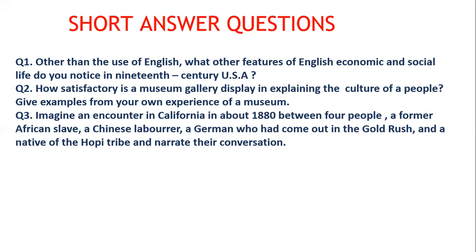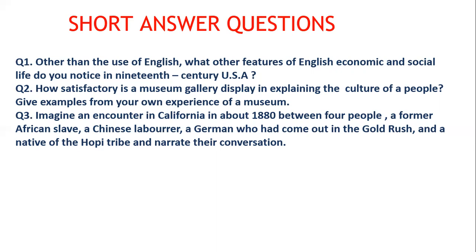Other than the use of English, what other feature of English economic and social life do you notice in the 19th century USA? Number 1, the official language of USA was English, and even today it continues to remain the same. Number 2, the capitalist system of economy, which was prevalent in England, was also established in the USA. Number 3, in the field of religion, both the countries were Christian countries, and like the people of England, the people of America are also divided into 2 sects, the Roman Catholics and the Protestants.